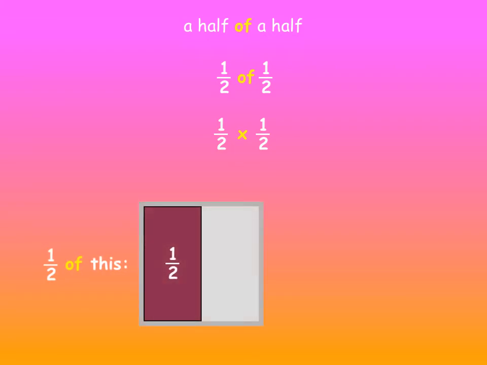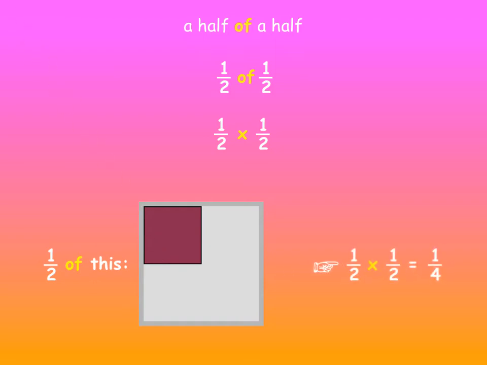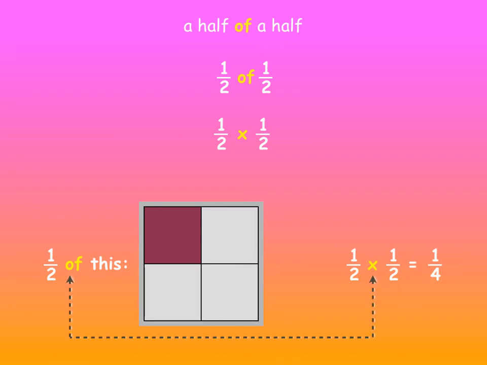Half of a half, then, mathematically we can say is 1/2 times 1/2. 1/2 of this half here, there we go, half of a half. Mathematically, we write it as 1/2 times 1/2, and we know from the picture that that is 1/4.